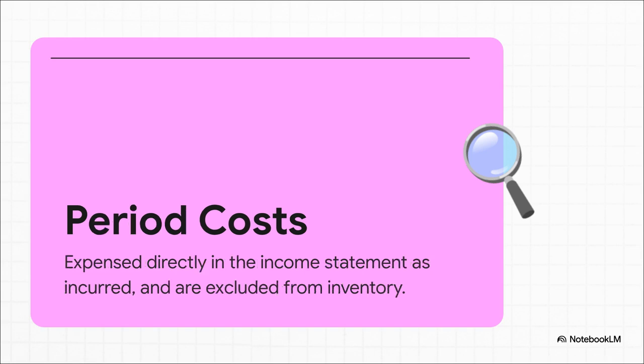customer. On the flip side, we have period costs. These are your non-manufacturing or operating costs. If our dollar went to pay a CEO's salary, or maybe to cover sales commissions for actually selling the product, that's a period cost. These costs are completely excluded from inventory. Instead, they get expensed directly on the income statement in the exact same period they're incurred.